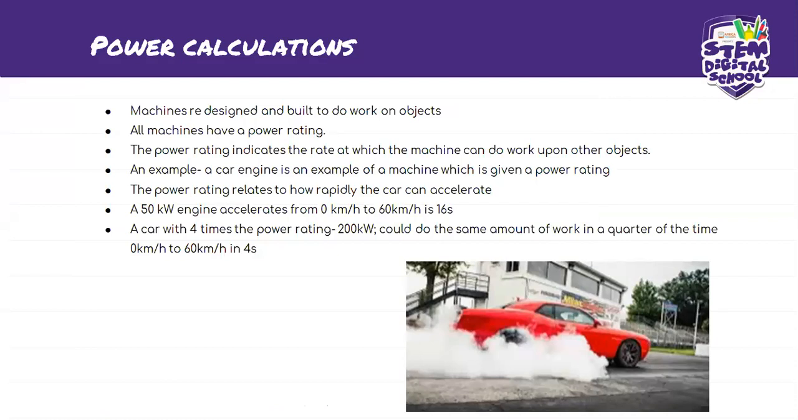So basically, an example of that is a car engine. Why? Because it has a given power rating. Okay, the power rating relates to how rapidly the car can accelerate.